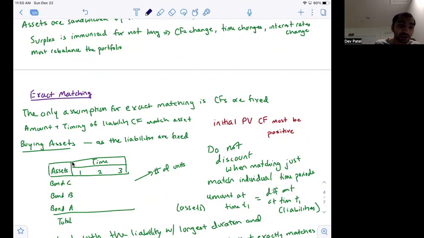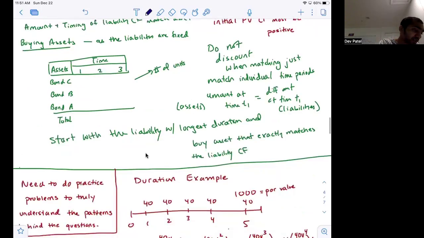And so you would start off by creating this diagram where you would go with the longest asset, and then appropriately allocate the coupons, then try to match the second longest asset, and so on, until at every single time step the amount of the liability matches. And so that's exact matching.